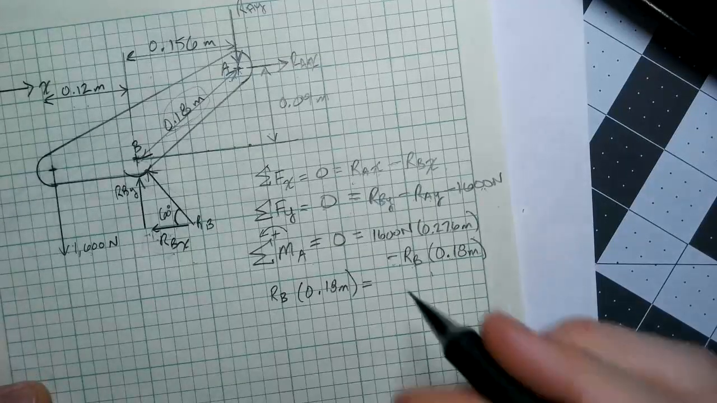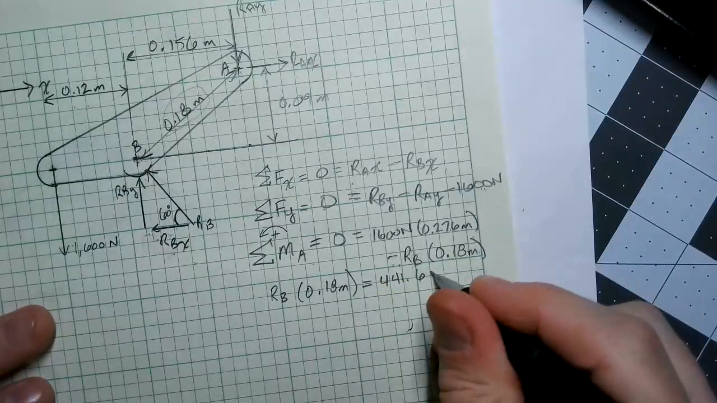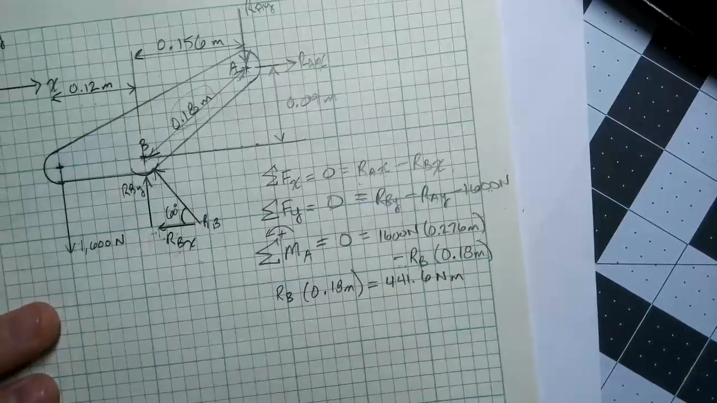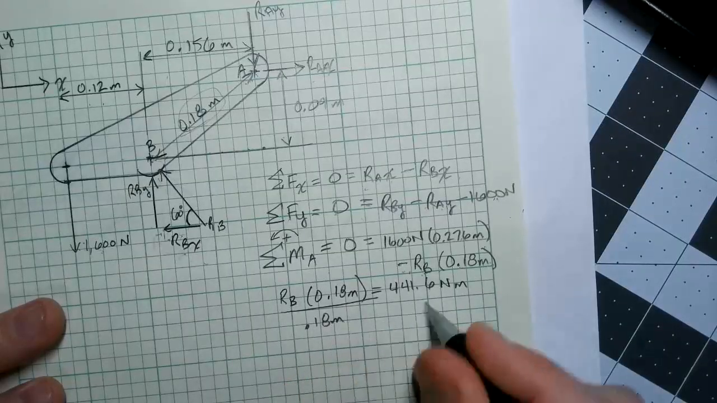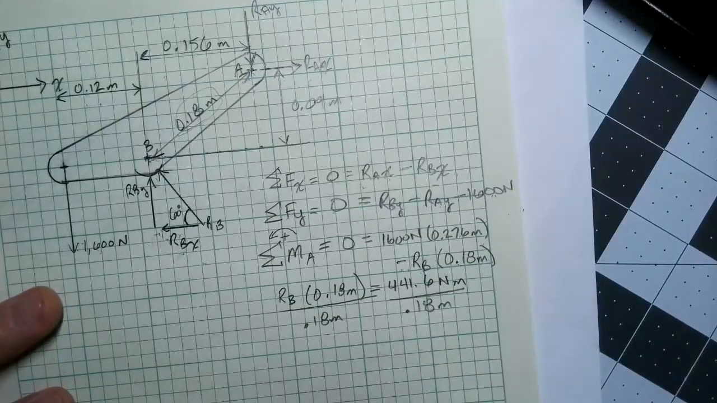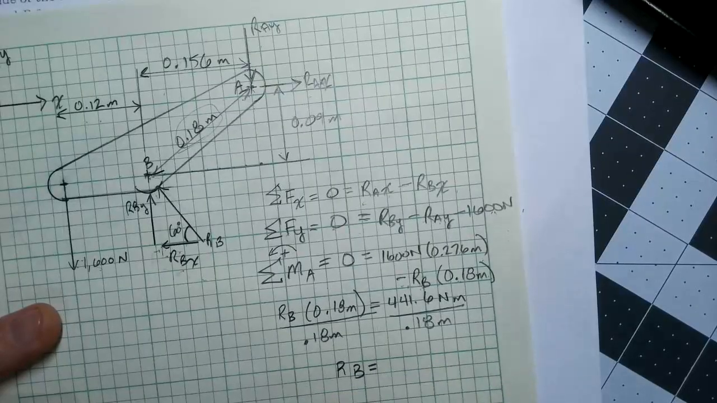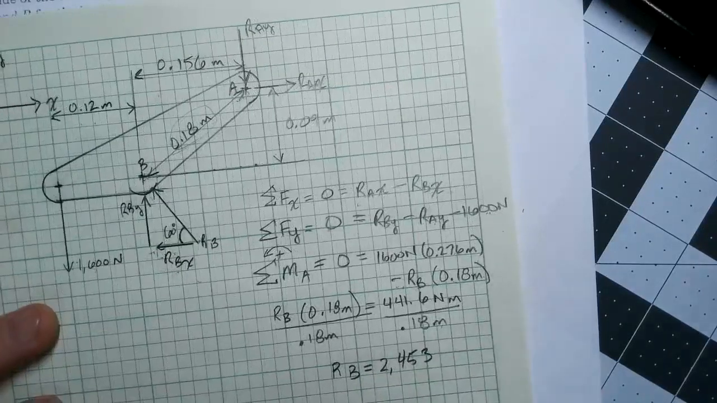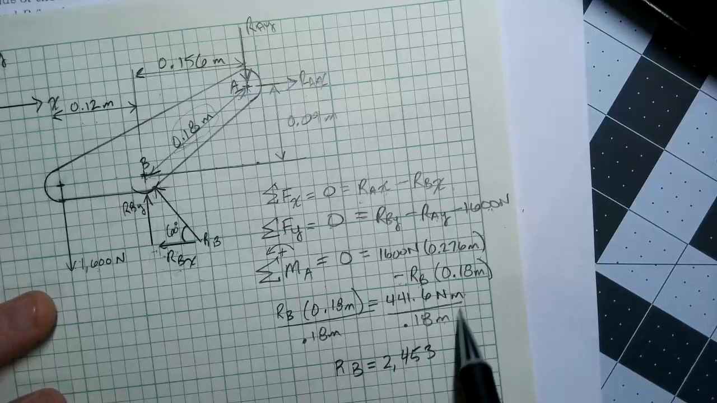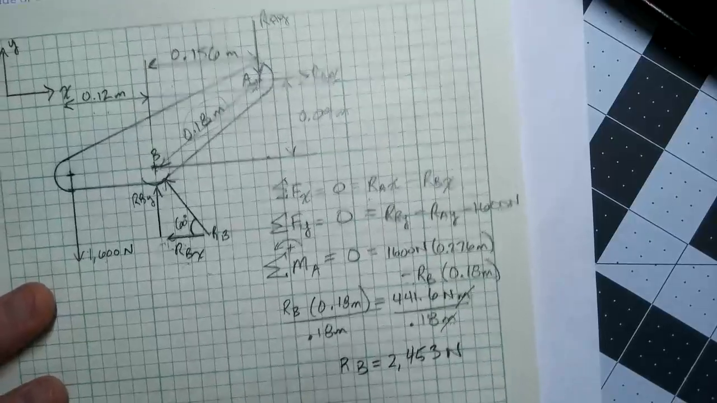So that's 441.6. And the units, of course, are Newton meters. We're multiplying, so we multiply the units. Now we can simply divide both sides by 0.18 meters. And that equals, RB equals 2,453. Now check our units. We have Newton meters divided by meters. The meters cancel out. We're left with newtons. So we know the reaction at RB.